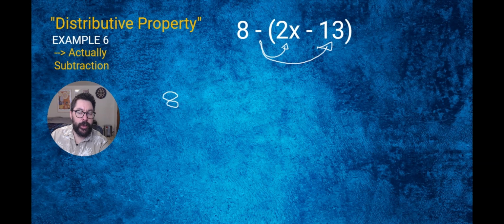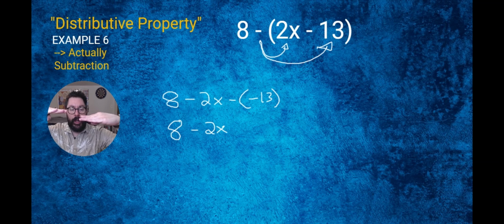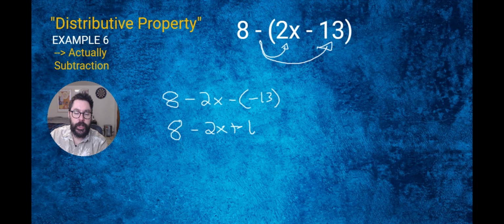And the first thing we're doing is we're subtracting 2x. So we write minus 2x. But we're also subtracting this minus 13. So we're subtracting minus 13. And there's that double negative I was just talking about. So let's go ahead and rewrite that without a double negative. That makes it a lot simpler. So minus minus becomes a plus. So we'll write this as 8 minus 2x plus 13.